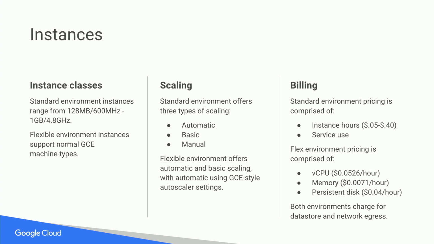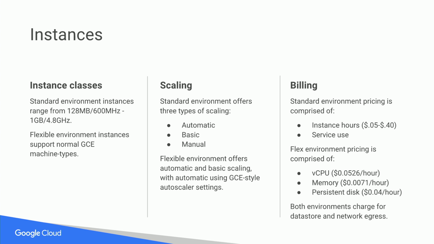In standard environment, you've got 3 types of scaling. You've got automatic, basic, and manual. So manual, you would choose exactly how many instances you want running. You would have to change the configuration file and redeploy in order to get more instances. Automatic will use that algorithm that we talked about, and basic is sort of in between. Flexible environment also offers automatic and basic scaling, but it does scaling the same way that GCE does auto scaling. So that would be based on CPU utilization or on like custom Stackdriver metrics.